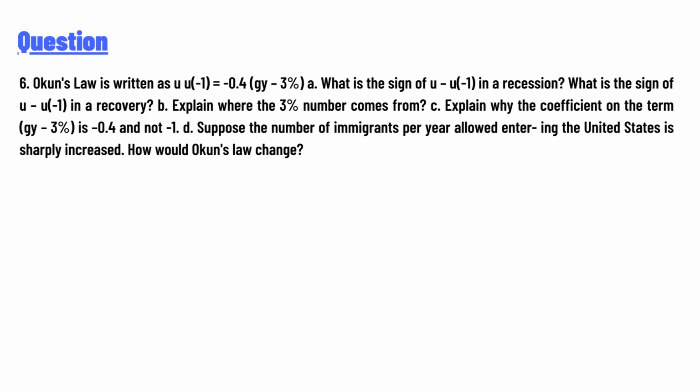C. Explain why the coefficient on the term gY minus 3% is −0.4 and not −1. D. Suppose the number of immigrants per year allowed entering the United States is sharply increased. How would Okun's law change? And the answer to the question is A.